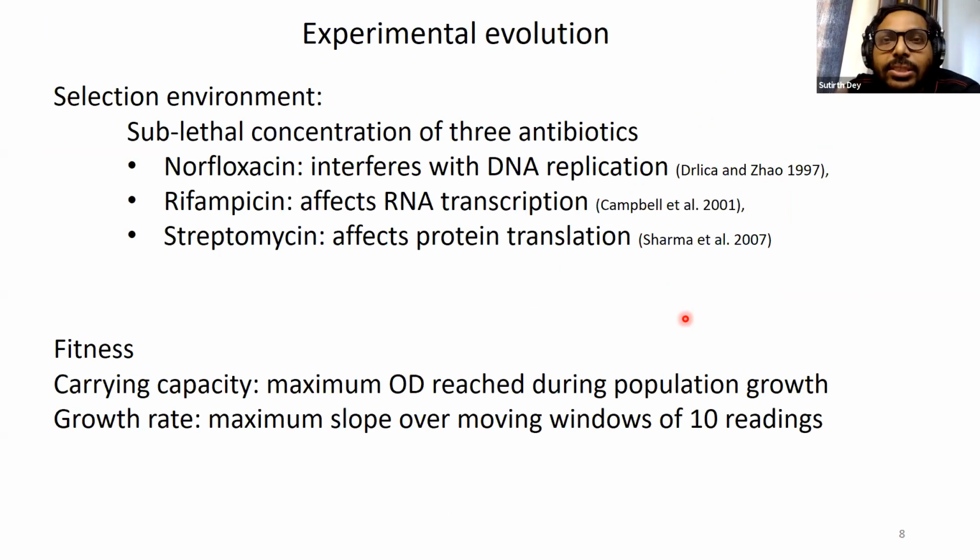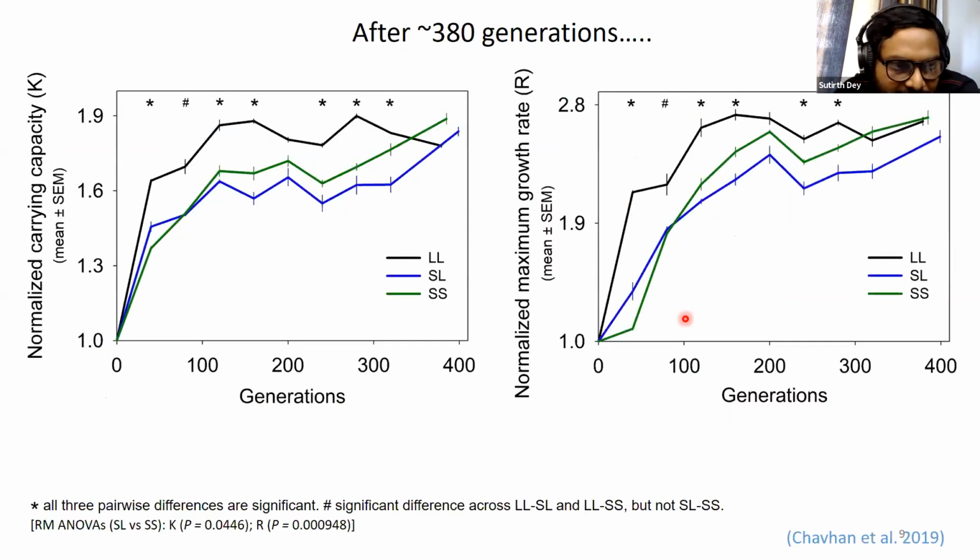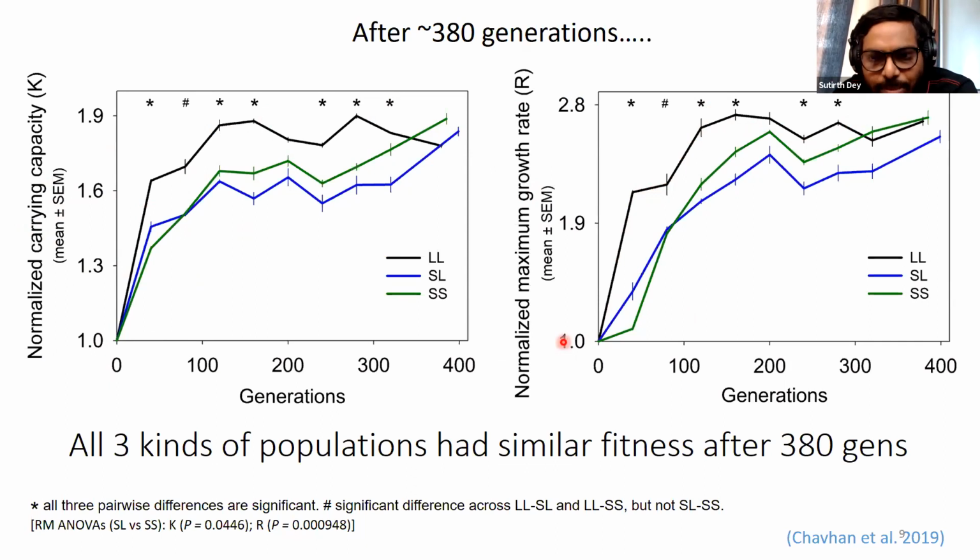So we first evolved these populations under these conditions for about 380 generations. Here I am showing you fitness in terms of carrying capacity K. This is fitness in terms of growth rate R. Everything has been normalized by the ancestor's value, which is why the starting point is 1 for everything, and the error bars are standard error. If you look at these two graphs, you see 2 things. First, the black one, which is the large effective population size, evolved much faster compared to the other things, which is, as I said, not unexpected.